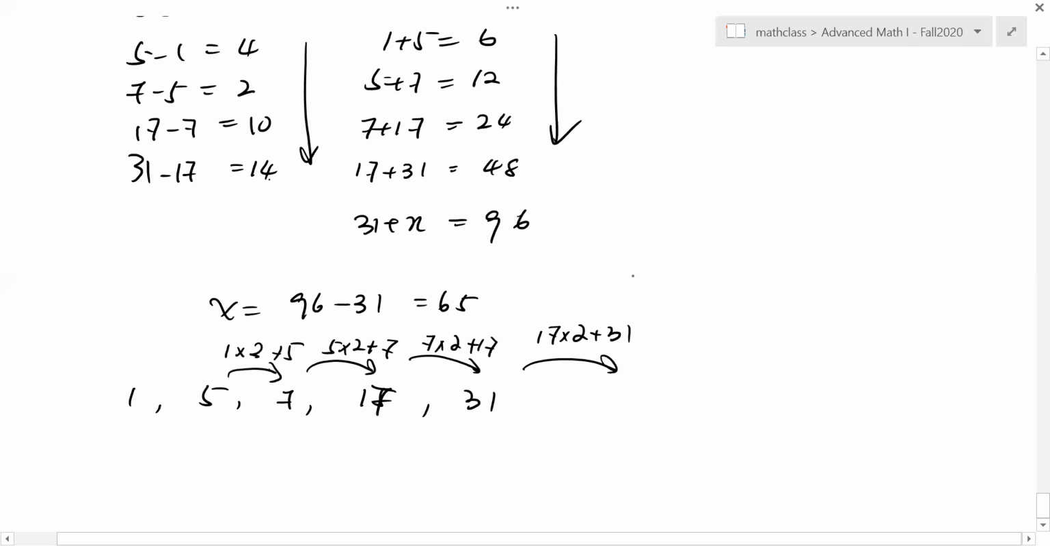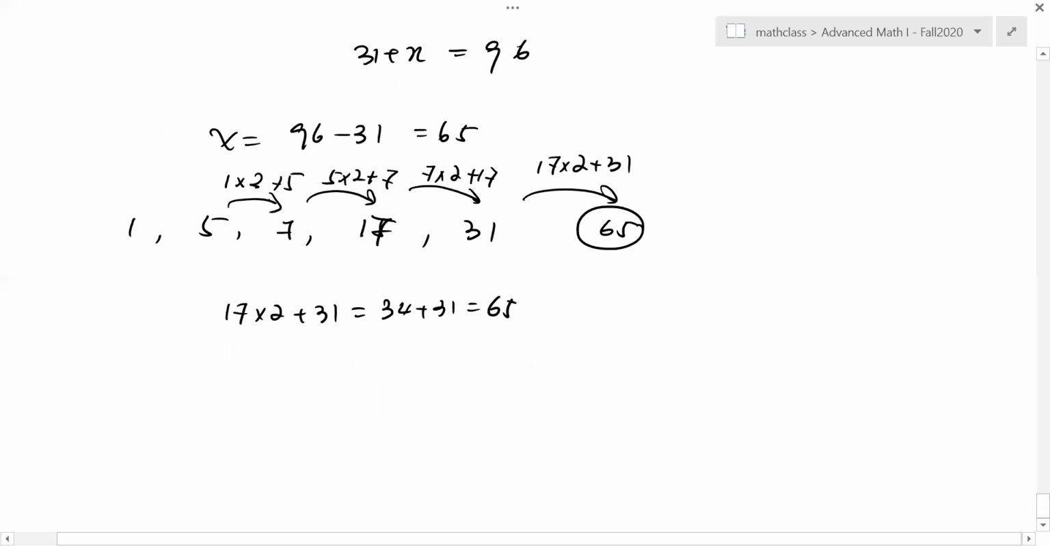So what do we got here? That's 17 times 2 plus 31, so that'll be 65. That's also how you can get 65. Yeah, this is an interesting pattern. There are some smart kids who can figure it out quickly. But yes, this is how we generate the next term. So you can keep it going.